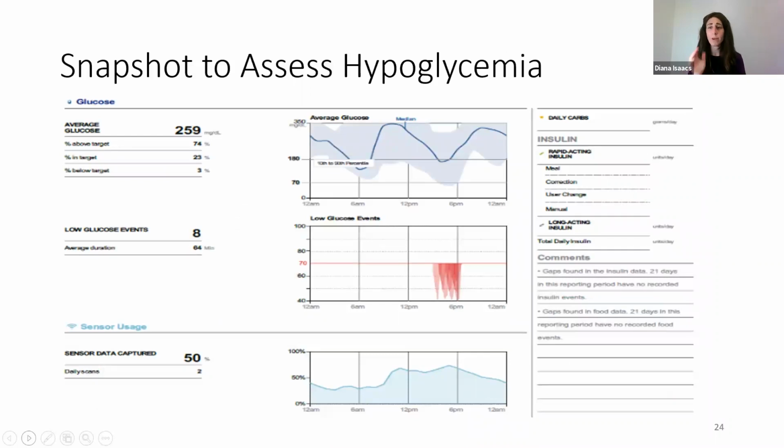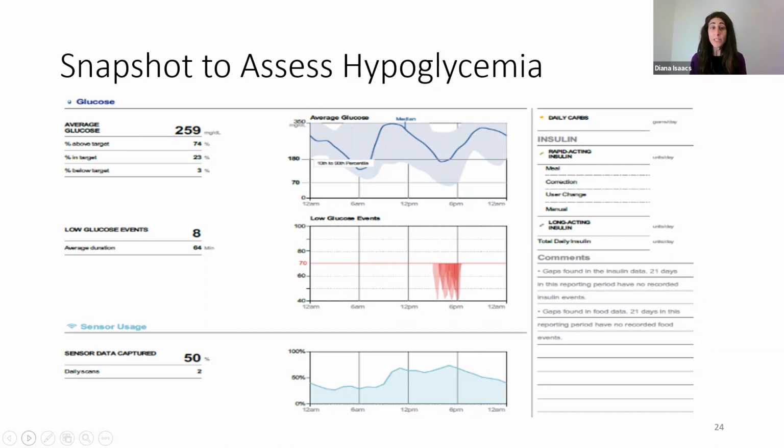This is one of my favorite reports. This is actually in a Libre view. And the reason I like this is because it's that snapshot to assess hypoglycemia. And I like this example because the AGP is at the top of this report. And when I look at that AGP, I see a person that's spending a lot of time in hyperglycemia. The average glucose is 259. And so my first thought is not that I have to really worry about hypoglycemia with this person. I just want to really bring that whole curve down.